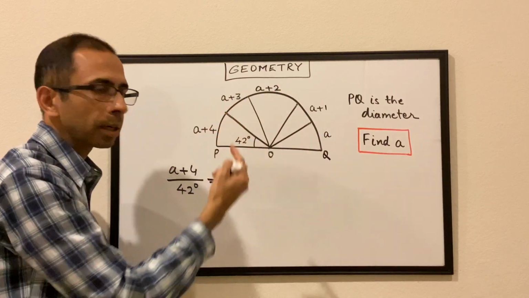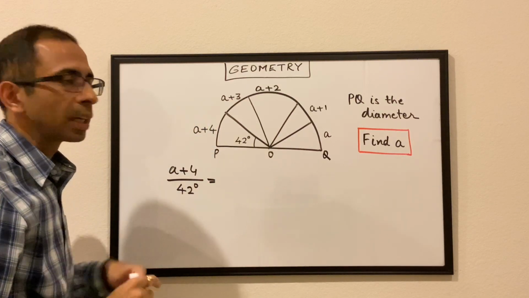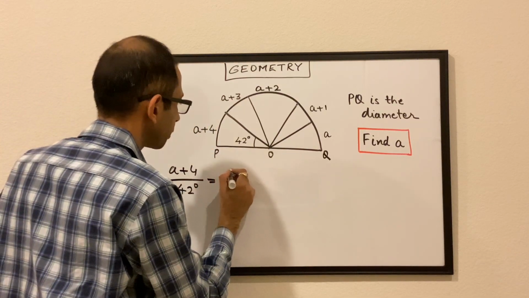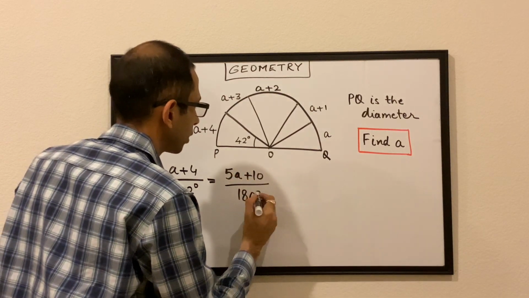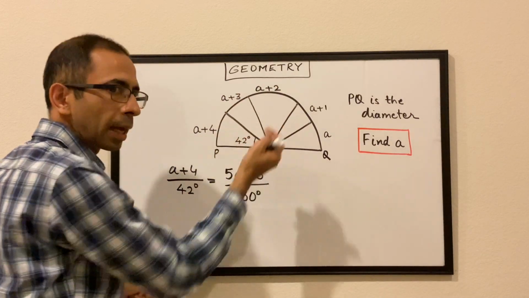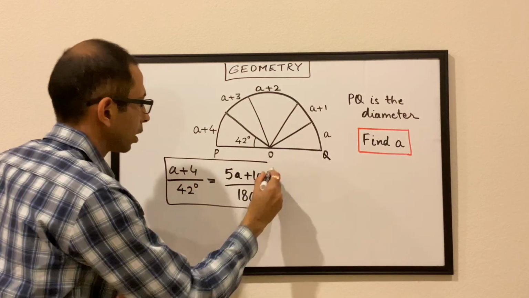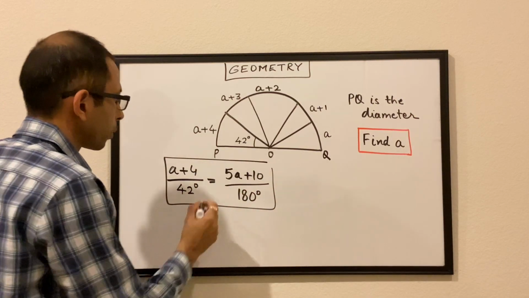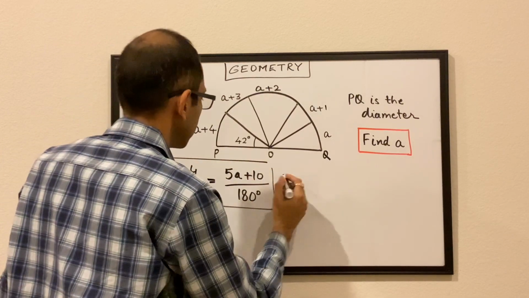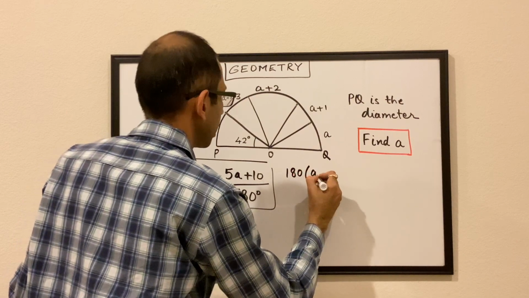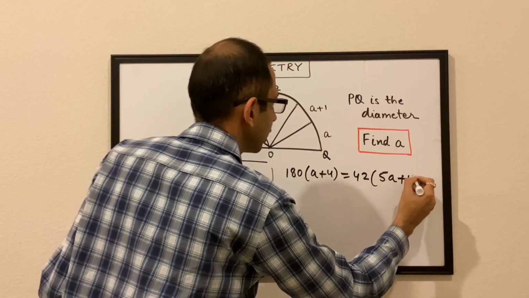So we're going to add all the arc lengths. So A plus 1 plus A plus 2 plus A plus 3 plus A plus 4. So we get 5A plus 10, right? So 5A plus 10 divided by 180 degrees, right? Because the total arc length to the total angle is equal to this small arc length to the small angle. So we're going to use this and we can find the value of A, right? So it's a single fraction on the left and single fraction on the right. So we can do the cross multiplication here. So 180 times A plus 4 is equal to 42 times 5A plus 10, right?